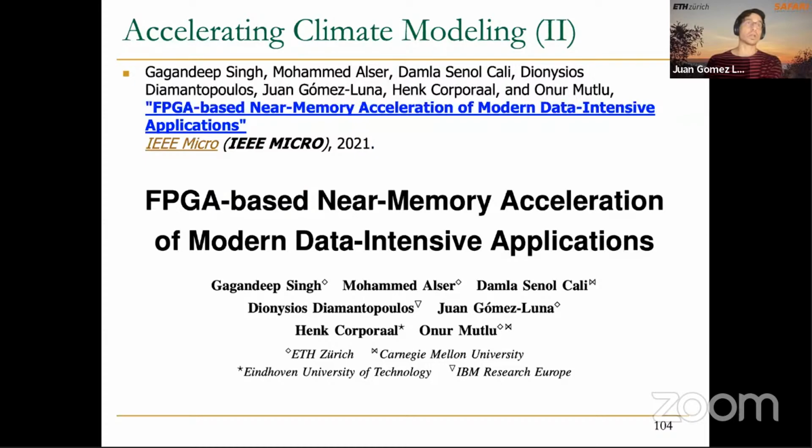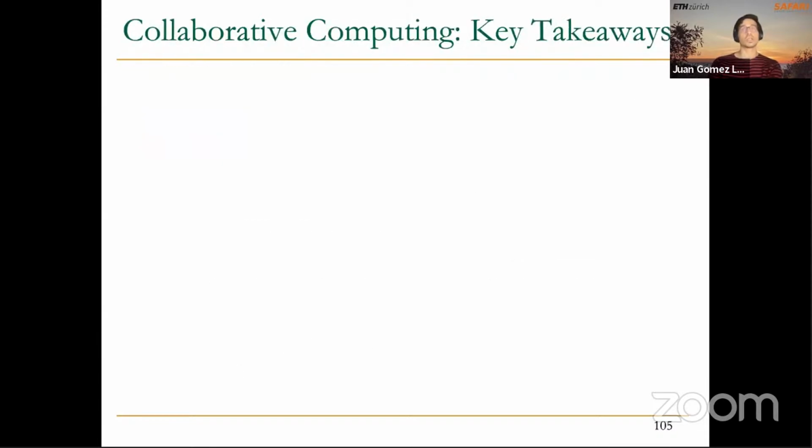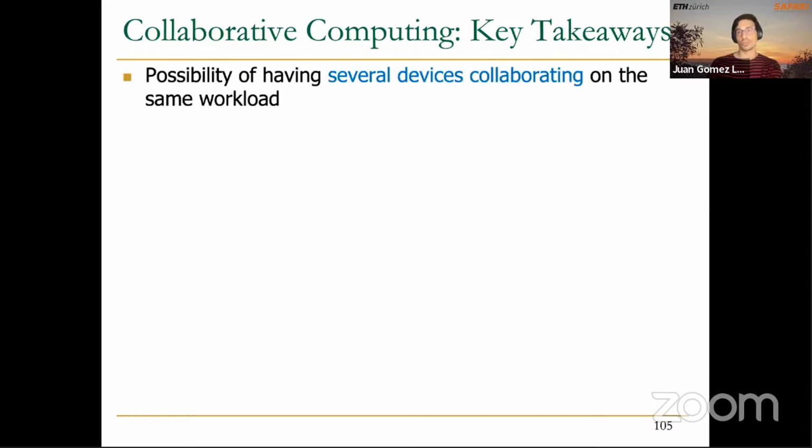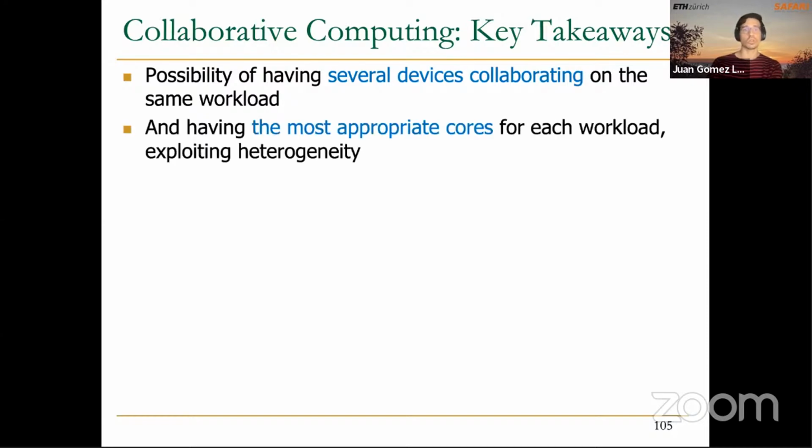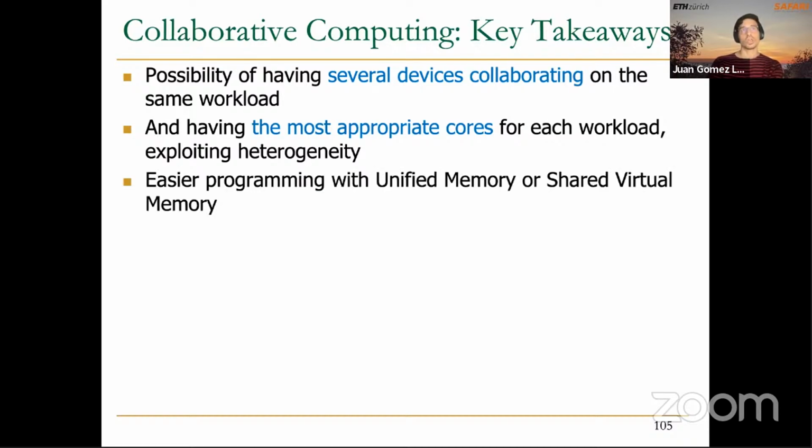And this is the narrow paper, and this is the most recent version of the paper where we already show some results for OpenCAPI. So we are almost done today. Just let me remind you the key takeaways of this lecture. First of all, the possibility of exploiting collaborative computing, of having several different devices collaborating on the same workload, and having the most appropriate cores for each workload or for each part of the workload, exploiting heterogeneity.